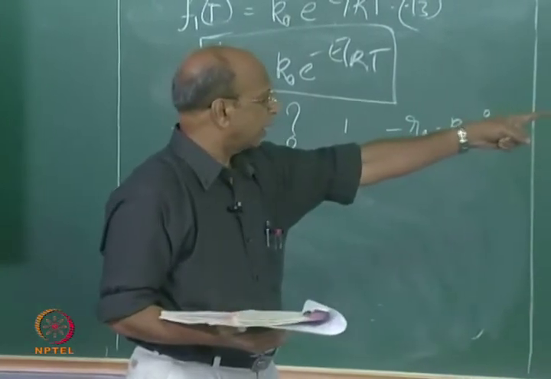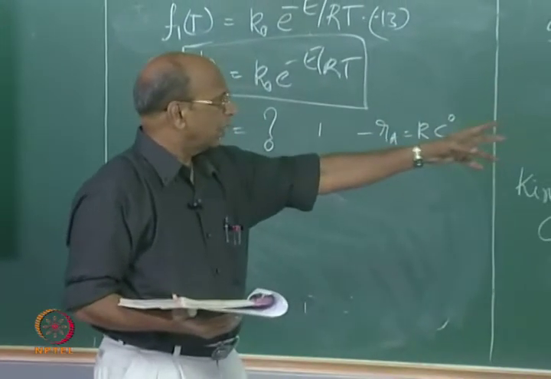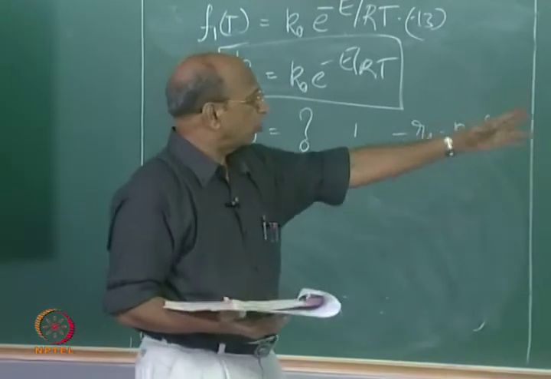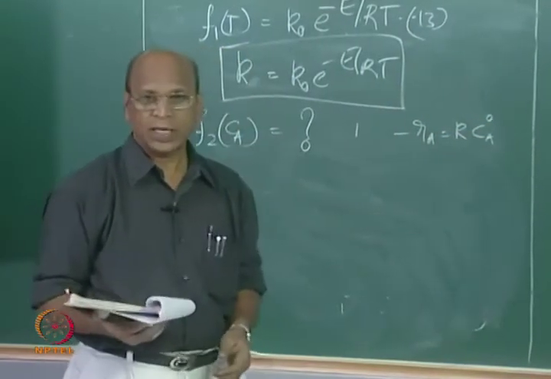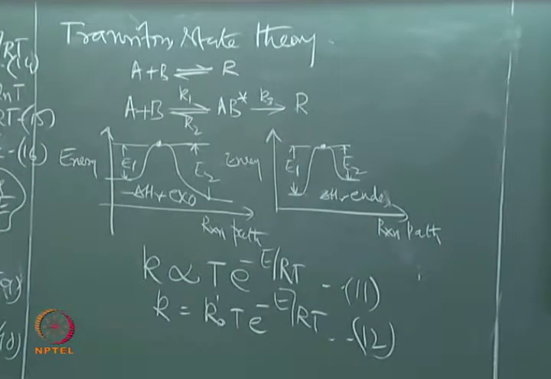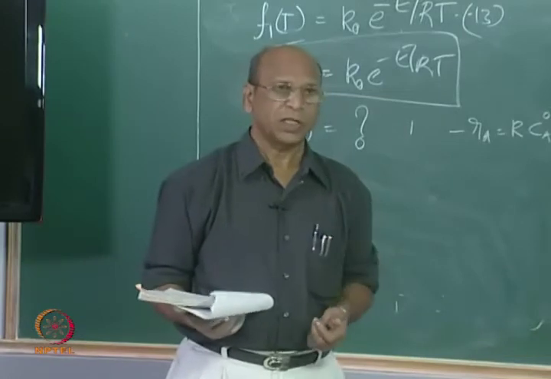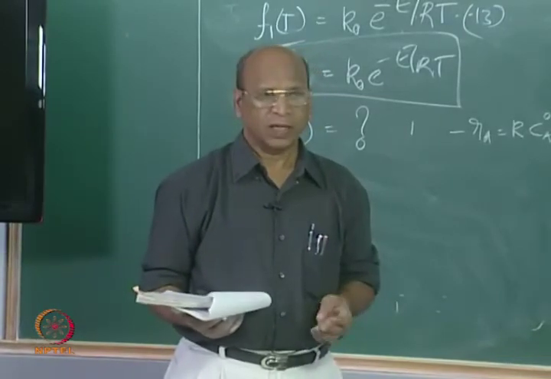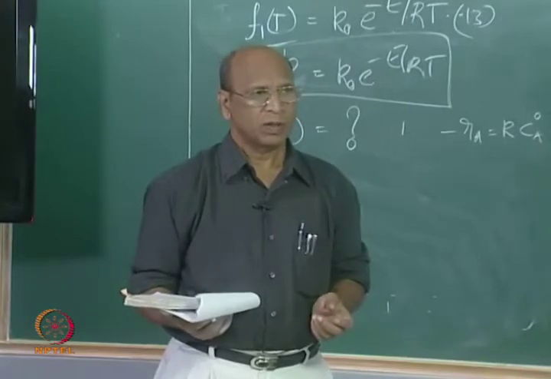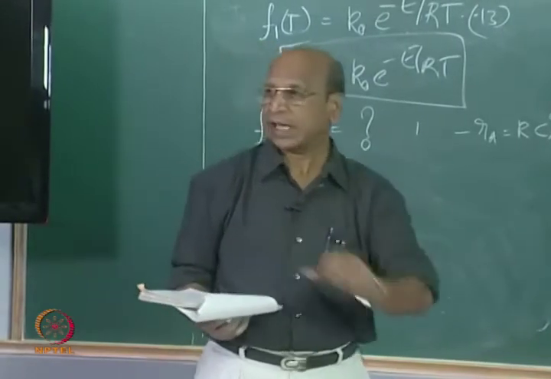Which one? A plus B going to some intermediate. Now it is straightforward that the intermediate is going to only directly R. So that fellow will go to something else. Okay. So like that, you will have 4 or 5 steps. The best example is the HBr reaction, H2 plus Br2 giving you 2 HBr. It's not decomposition; it's the actual reaction.